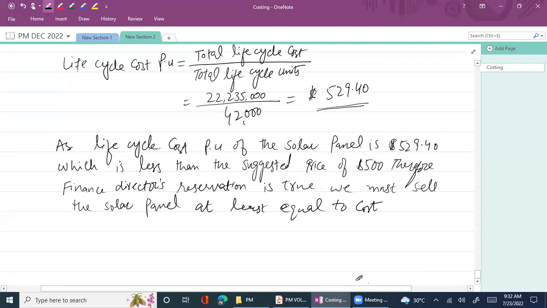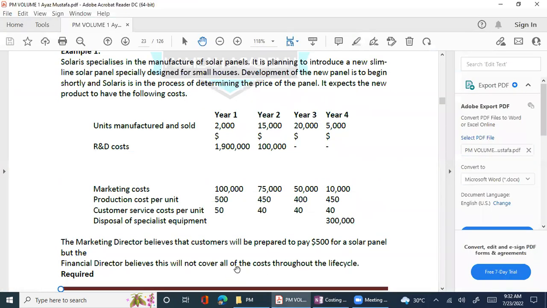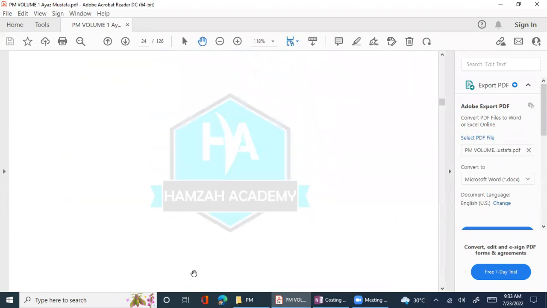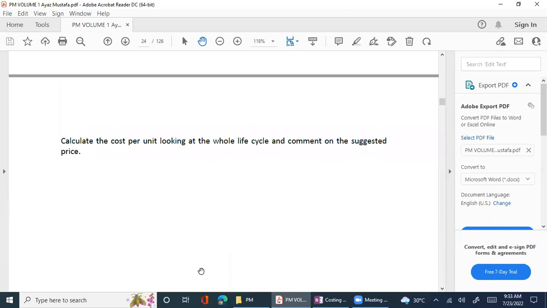Otherwise our selling price should be higher so that we can earn some profit as well. So this is the commentary that you will write. Is there any confusion related to this? If you have, please raise your query. So life cycle cost concept is very simple. We will simply add the cost of the whole life cycle of a product.